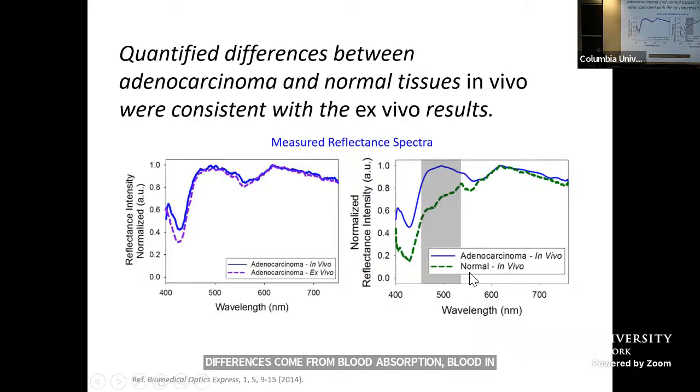Let's see here, this is adenocarcinoma in vivo, so cancer in vivo versus normal in vivo. And you see that it recapitulates that same feature and reflectance that we anticipate from cancer. So we are hopeful that this would work in the in vivo setting. We could only do that on a few patients.